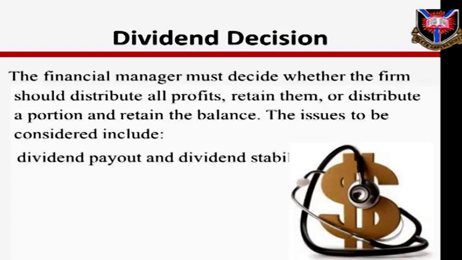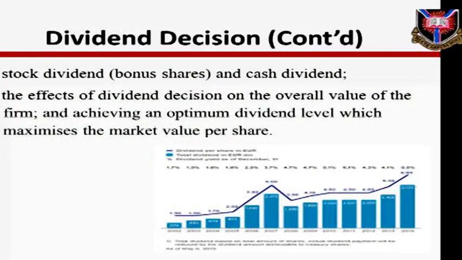Dividend decision. The financial manager must decide whether the firm should distribute all profits, retain them, or distribute a portion and retain the balance. The issues to be considered include dividend payout and dividend stability, stock dividend and cash dividend, the effects of dividend decision on the overall value of the firm, and achieving an optimum dividend level which maximizes the market value per share.